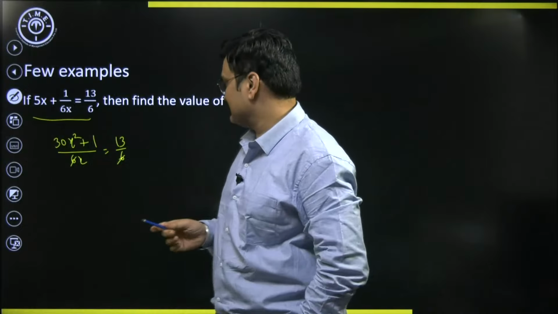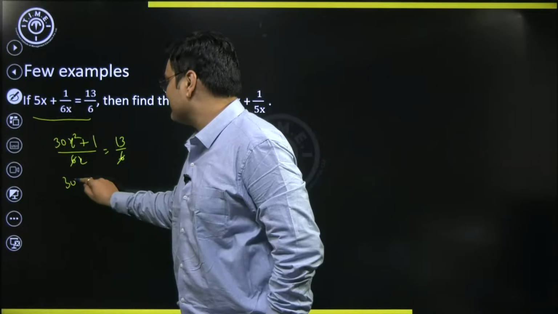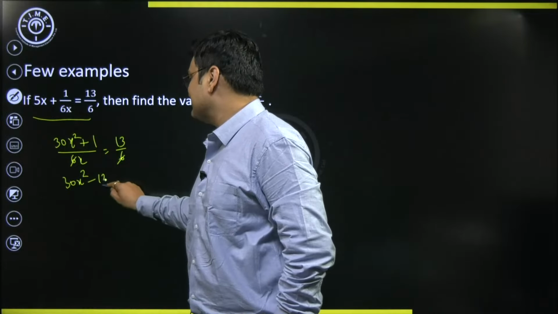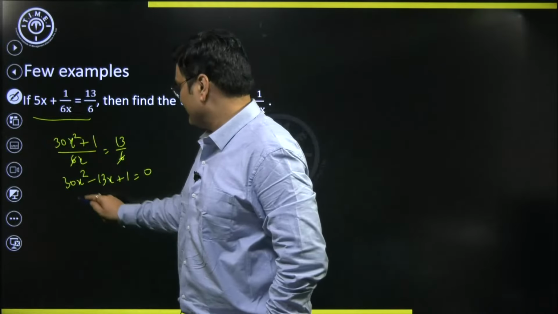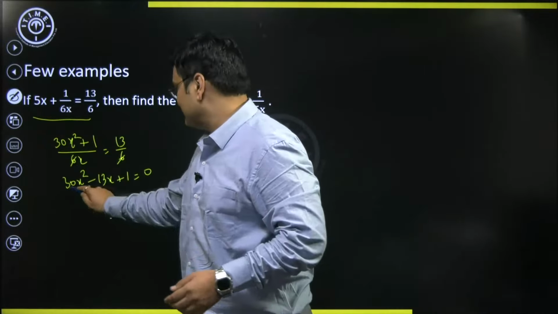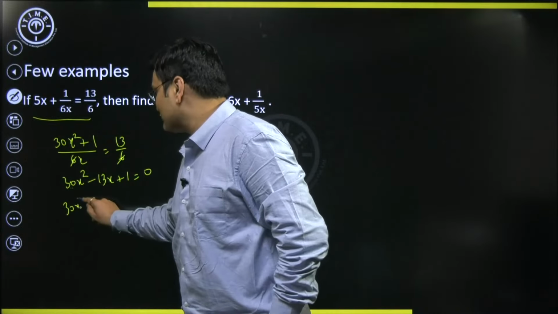Okay, Ankan, let's see. Now simplify. Take all the terms to one side. You'll get 30x square minus 13x plus 1 equal to 0. Here, if you notice, we can factorize this. The product of 30 and 1 is 30, which we can write as minus 10 and minus 3. Solve this quadratic.